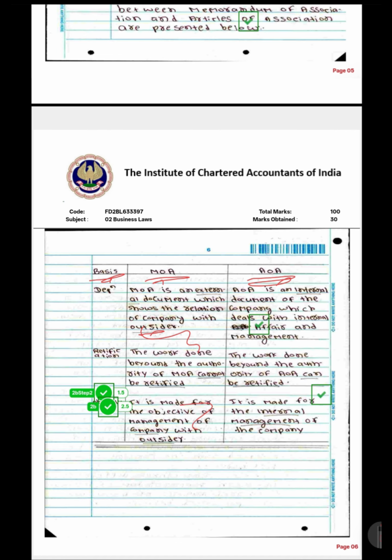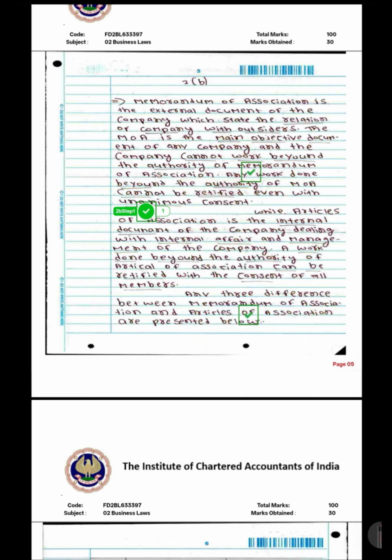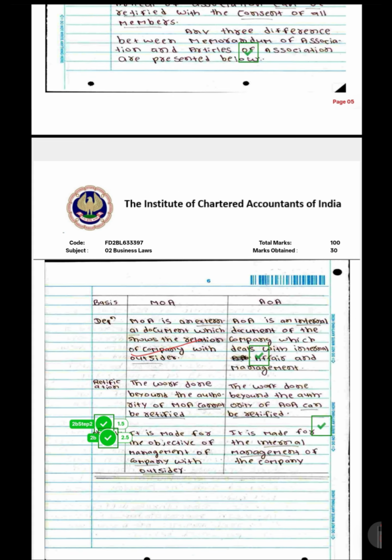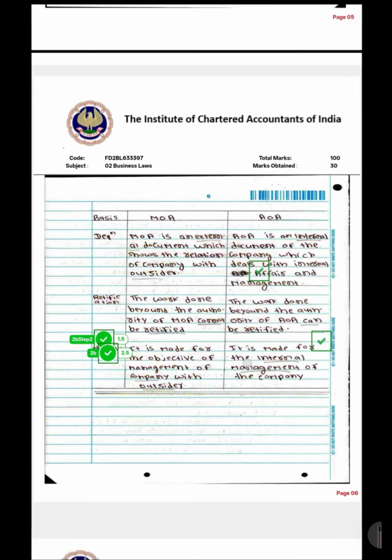Although I have highlighted the keywords here, it was of 7 marks and the checker has allotted me only 2.5 here. The mistake I made was that I wrote very basic things about the memorandum and articles, and also very basic differences between MOA and AOA. That could be the possible reason the checker hasn't allotted me good marks here, although everything is right.